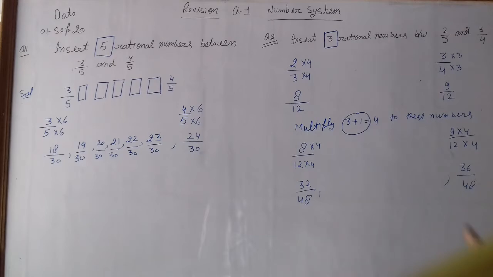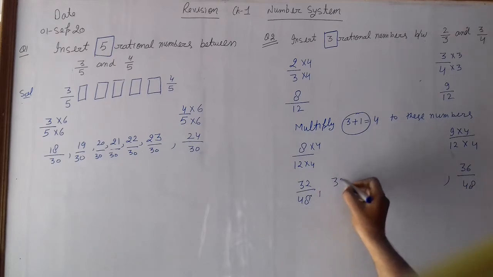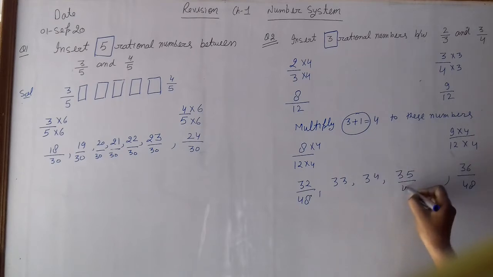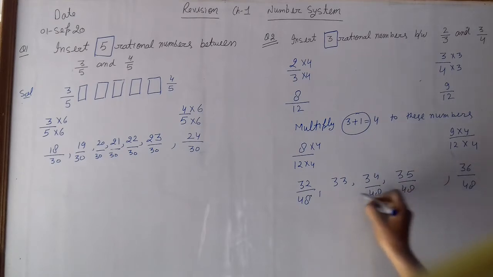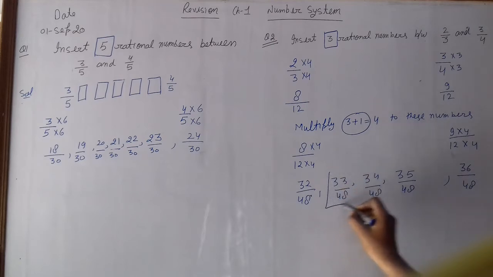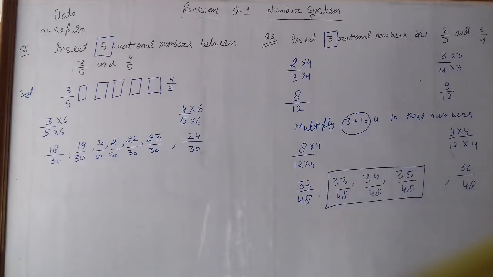Now insert it. After this 32, we have 33, then 34, and then 35. Write upon 48 as usual. So you will get here the three numbers are 33 upon 48, 34 upon 48, and 35 upon 48. By this easy pattern, you can insert any rational numbers between two given numbers. Right? See one more example.